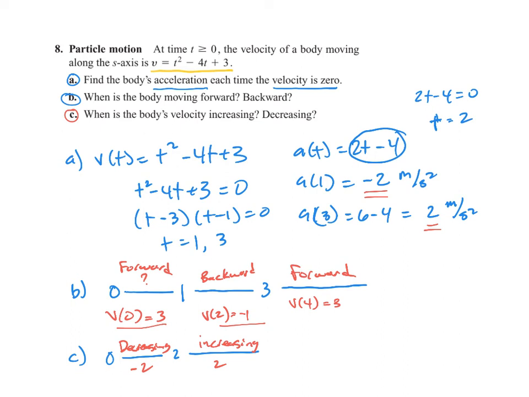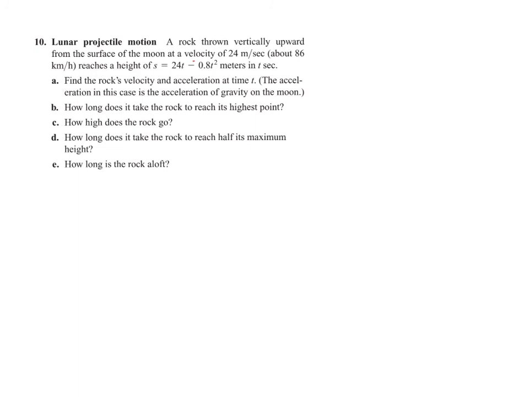I've got one more example for you, and then we'll shut this video down. So here we have a rock thrown vertically upward from the surface of the moon at a velocity of 24 meters per second, which is about 86 kilometers per hour. And it reaches a height of s equals 24t minus 0.8t squared meters in t seconds. So this is the position function. Instead of traveling along a horizontal line, we're traveling along a vertical line because something was thrown up into the air vertically. Eventually, it's going to come back down.